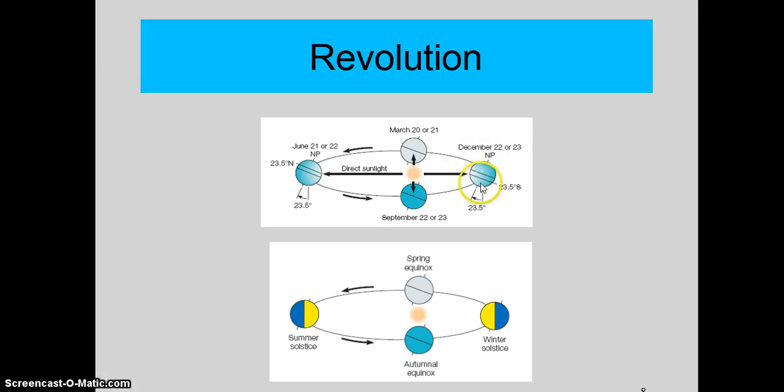This is called a solstice. For the northern hemisphere, this would be the winter solstice. Notice the opposite is happening for the southern hemisphere. December 21st is the first day of summer for the southern hemisphere. All right, so we go 6 months later, and now the northern hemisphere is pointing towards the Sun. It happens right around June 21st. That, of course, is the first day of summer for the northern hemisphere, and conversely, the first day of winter for the southern hemisphere.